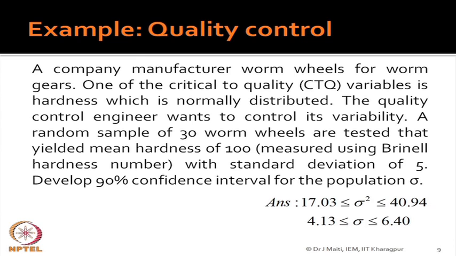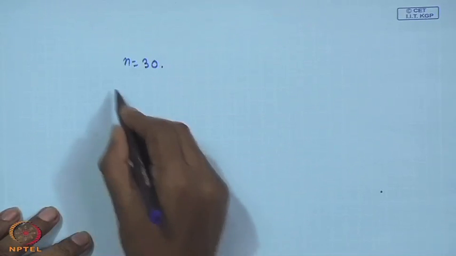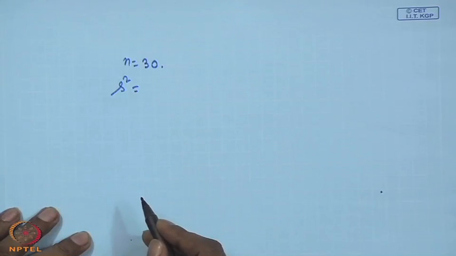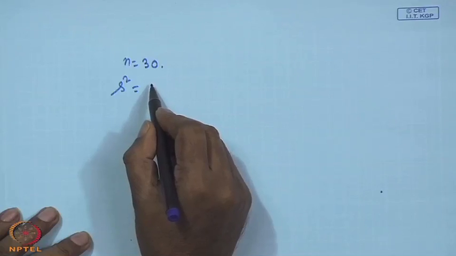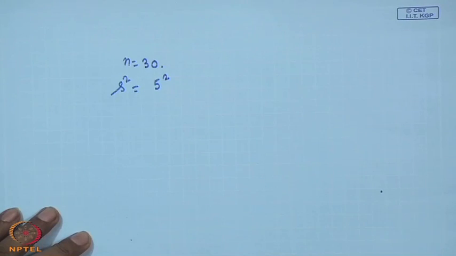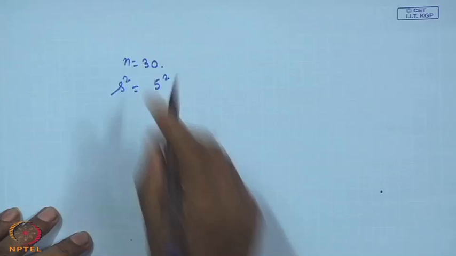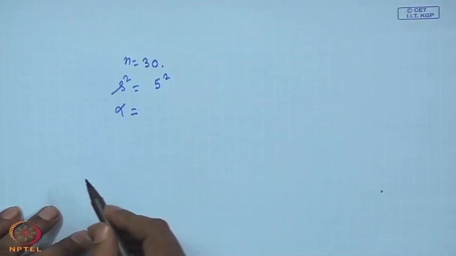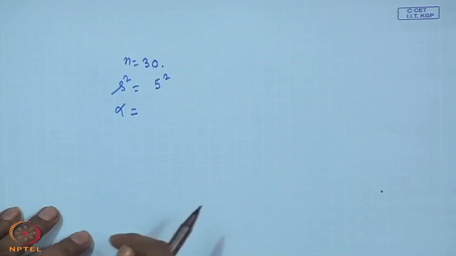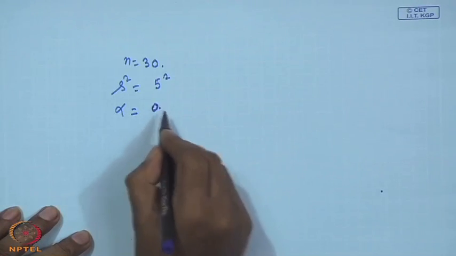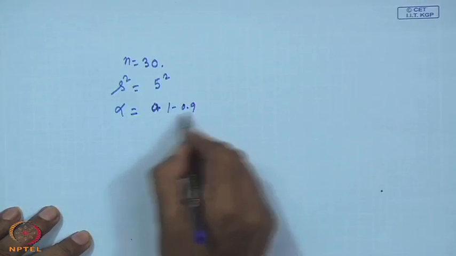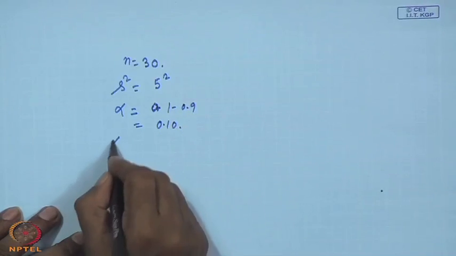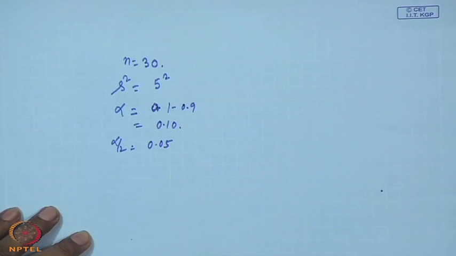What will you do? What is the n value here? n equal to 30. Okay. What is a square? You have collected a sample of 30 with standard deviation of 5, so this is 5 square, correct. Then what more do you want? Only one thing, that is what is alpha. We are saying 90% confidence interval, so alpha equal to 0.1, that is 1 minus 0.9. So your alpha by 2 is 0.05.